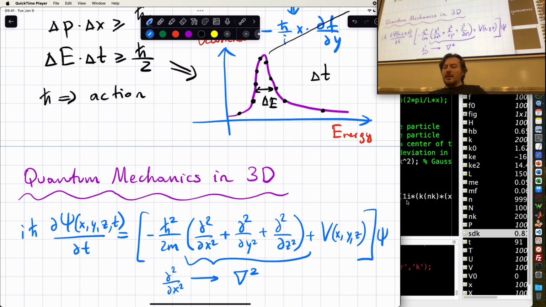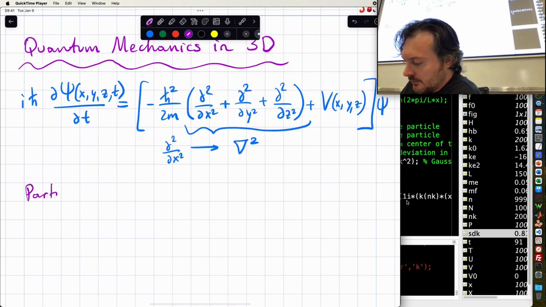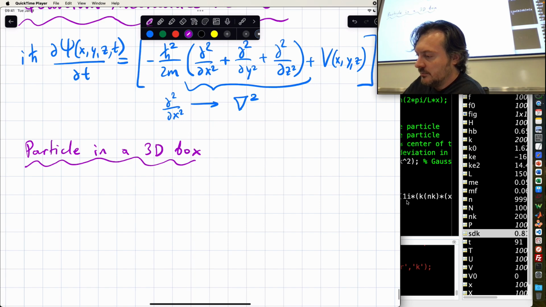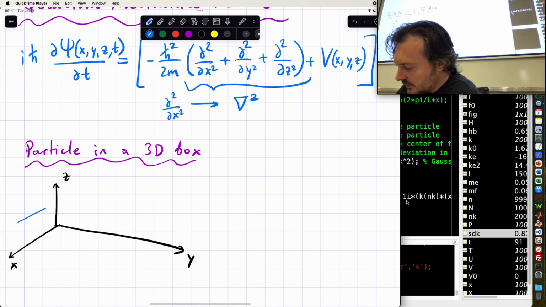Do you have any objections to this at this moment? Yes? No? So you simply extend the ideas into 3 dimensions. For example, a particle in a 3D box. What will happen to this one? Well, let's imagine that box. Let's put x, y, z here. And you have your box here.